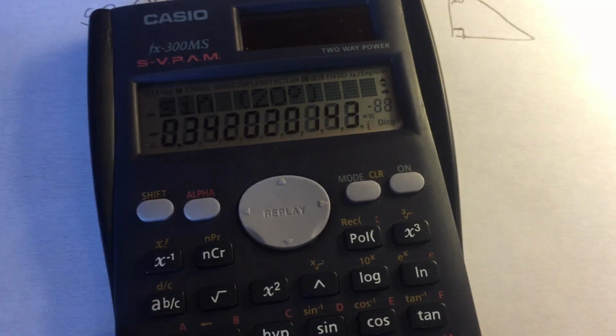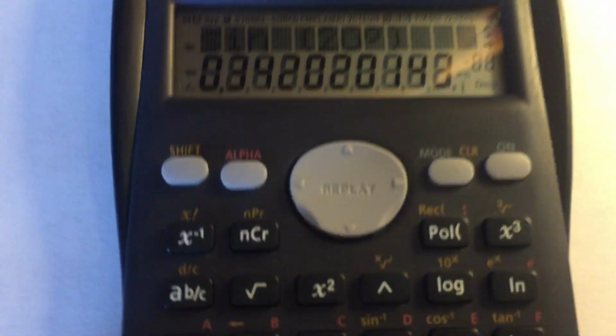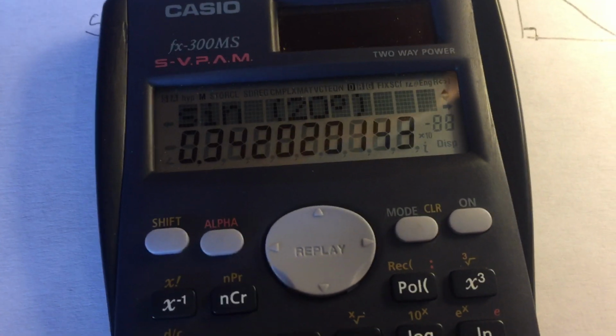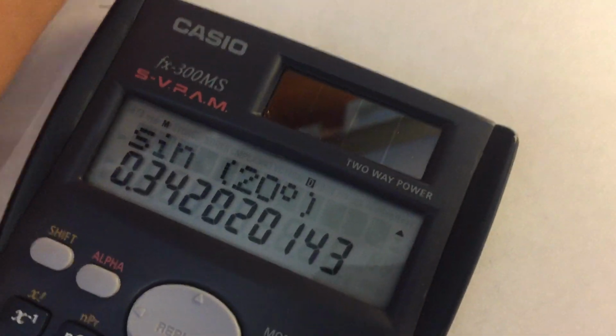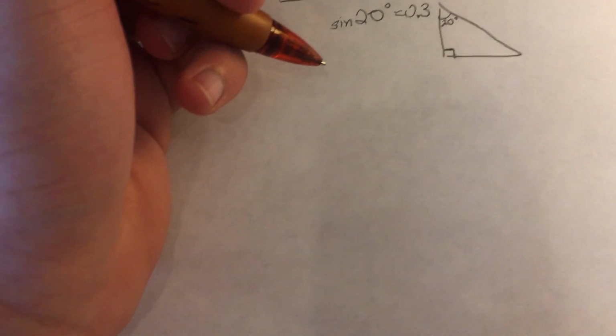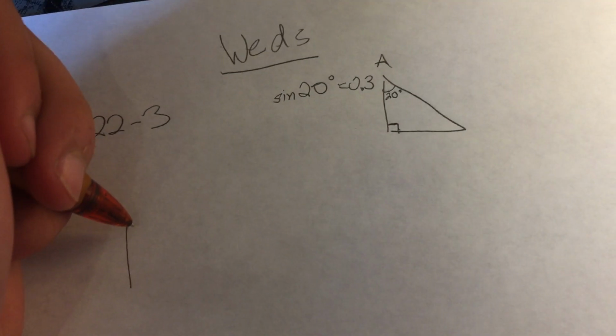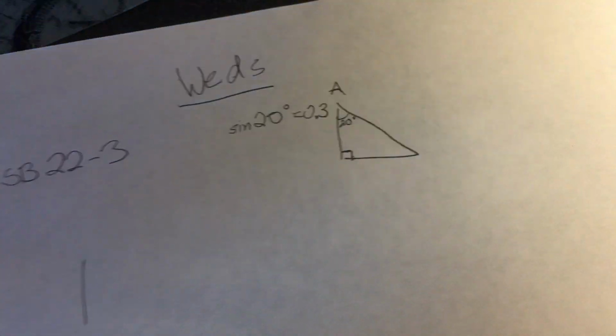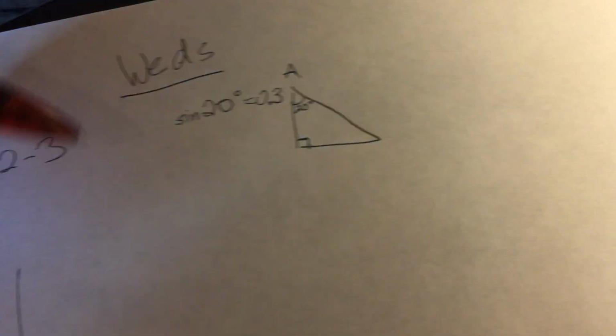And you want to round. Most likely you would say sine 20 is like 0.3. Sometimes you round it to the tenths, sometimes to the hundredths, sometimes to 4 decimal places. It's weird. The next thing we learned was kind of weird. And then the rest is pretty simple, right? There's a cosine and a tangent button on your calculator. It's pretty much the same.